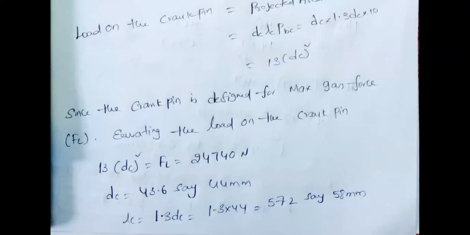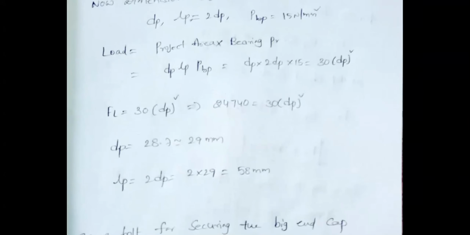Similarly, you can go for the piston pin dimensions. The piston pin dimensions mean DP, LP and the bearing pressure acting on the piston pin. Calculate as usual the load acting on the piston pin. The load value will be 30 DP square. Now equating it with your gas pressure, you will get the dimensions of the crank pin and piston pin. I hope this is a very easy step. First is the length of the crank pin, the diameter of the crank pin and the bearing pressure acting on the crank pin.